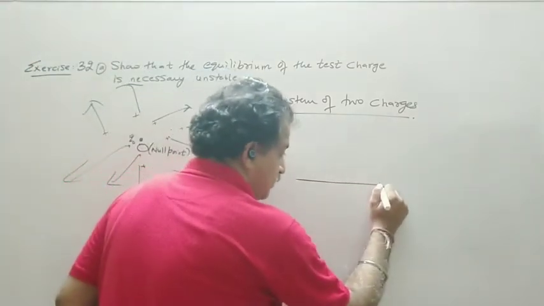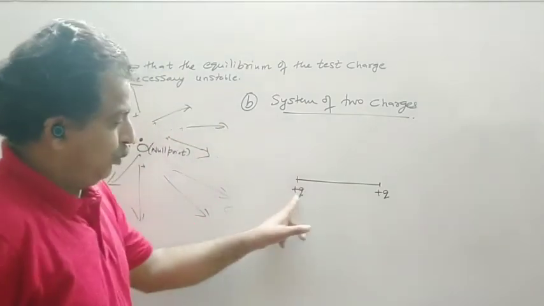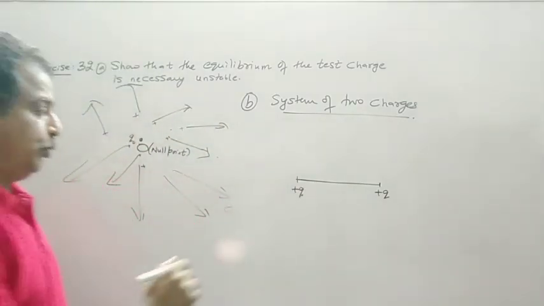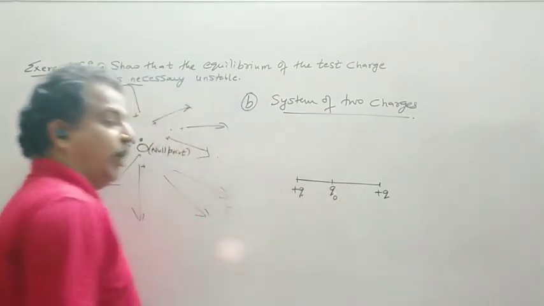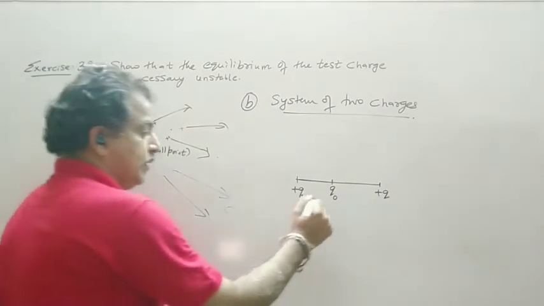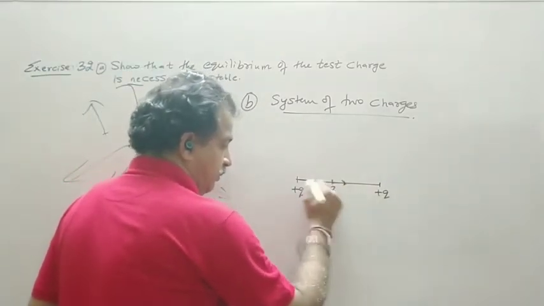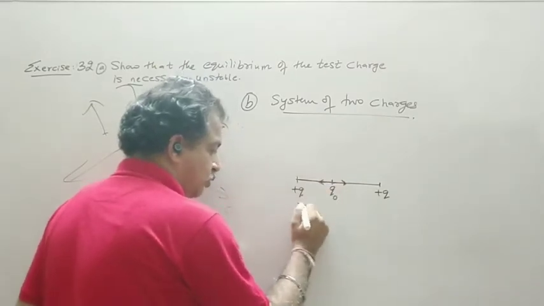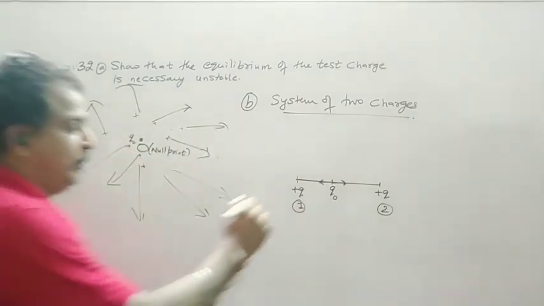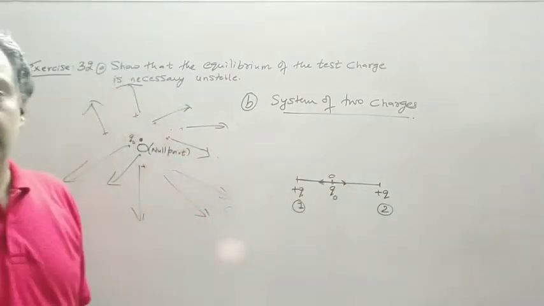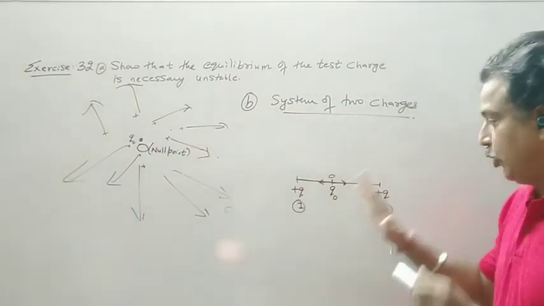Let us take two charges, plus Q, plus Q. Both the charges have the same magnitude. This is the midpoint. Now if I keep a test charge at the midpoint, clearly this test charge will be repelled away by this source. This is source 1 and source 2. Clearly, if this test charge is placed at the midpoint, it will be called a null point. It is in equilibrium.